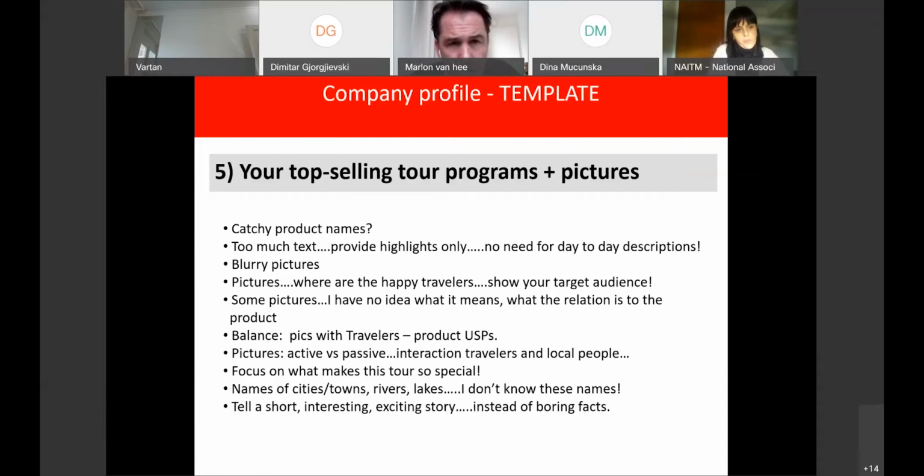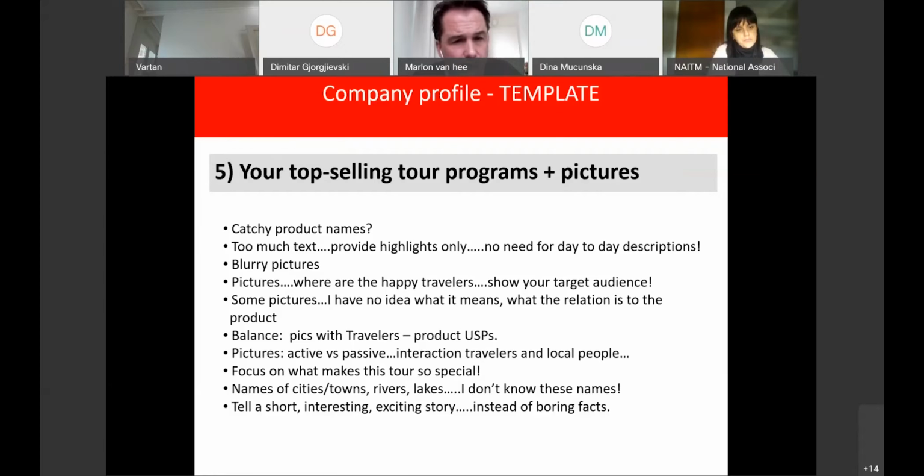Sometimes there are bad quality pictures. Some pictures that I saw, I have no idea what they mean. I have no idea what happens in the picture. And I don't understand the relation to the product, to the highlights of the tour program. So look into that.